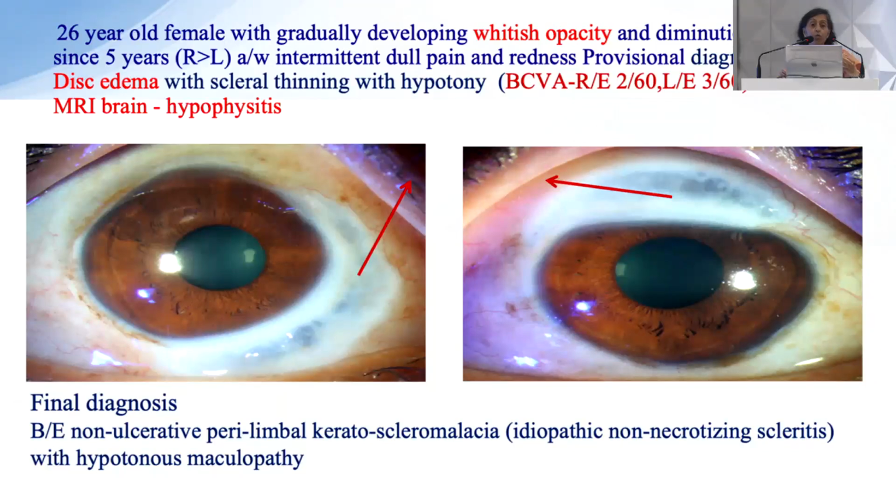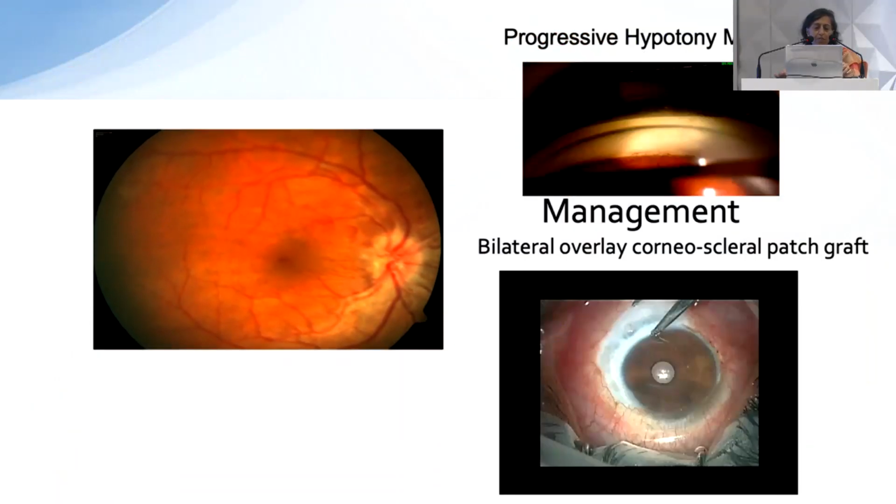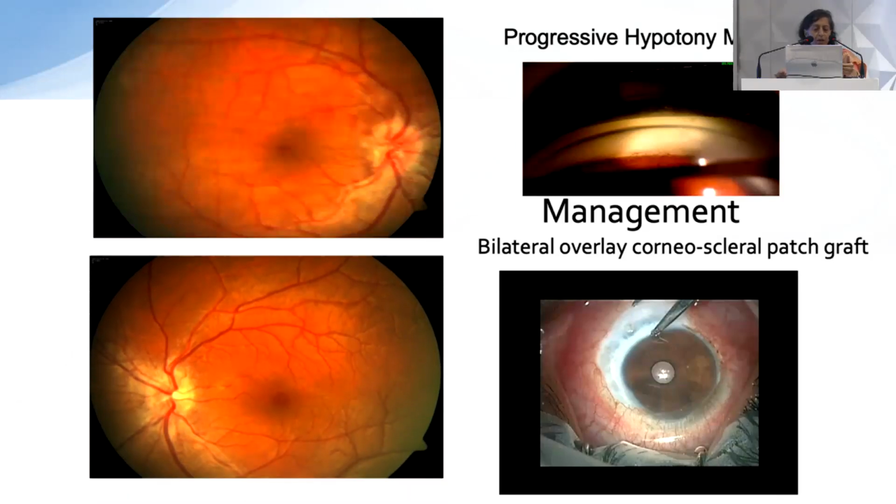Now the question is what to do. We have a non-immune, non-infective lesion. Essentially, we thought it better to wait and watch because it was too extensive, bilateral, and the central cornea was clear. But with the hypotony maculopathy, there were cystic spaces with uveal show in some areas, and there was progressive worsening. Earlier she had disc edema, now the hypotony maculopathy got worse and worse.